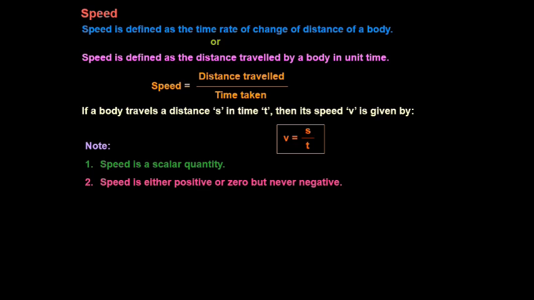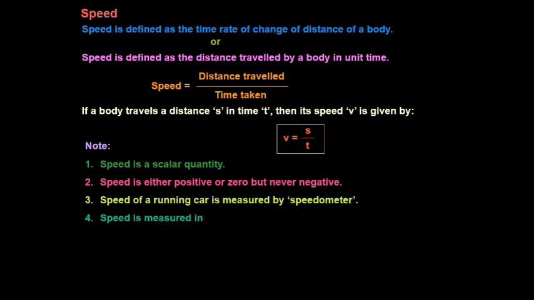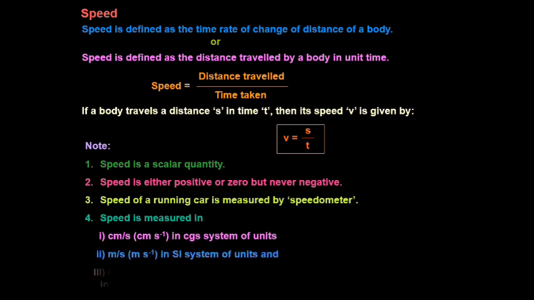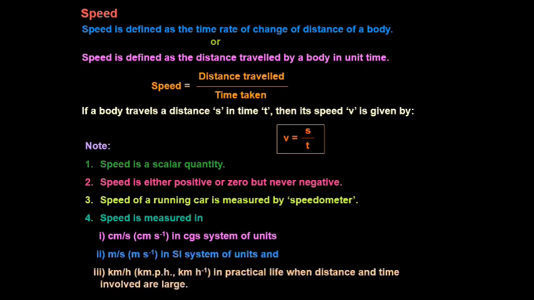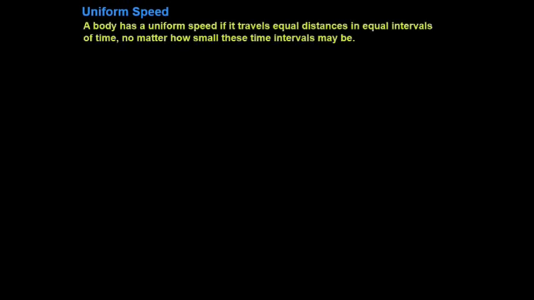Speed is a scalar quantity. Speed is either positive or zero, but never negative. The speed of a running car is measured by a speedometer, and speed is measured in meter per second, centimeter per second, foot per second, kilometer per hour. So the unit of distance by the unit of time.